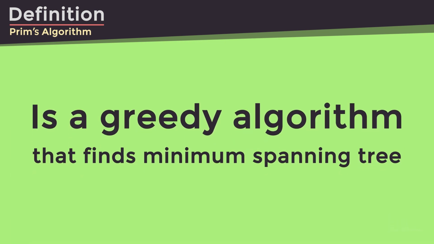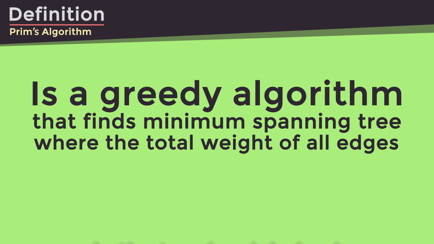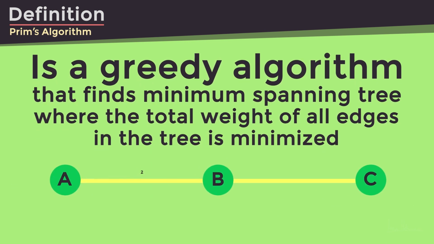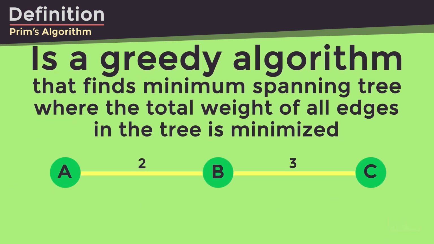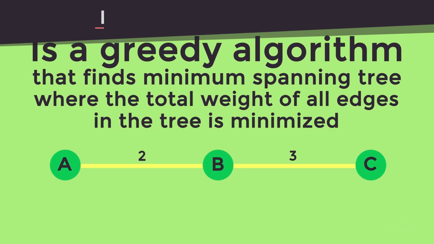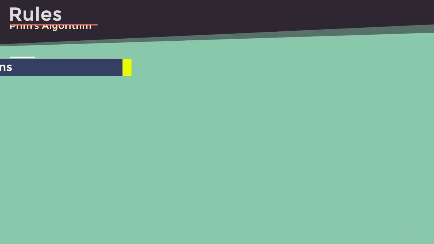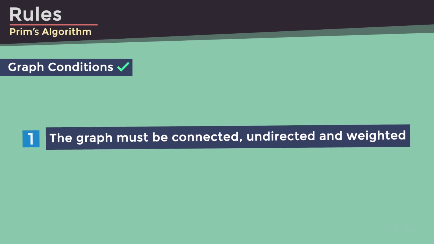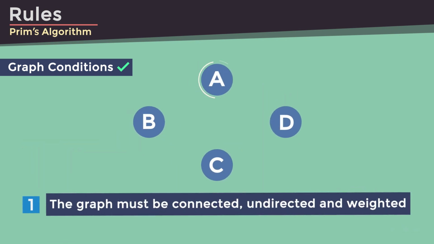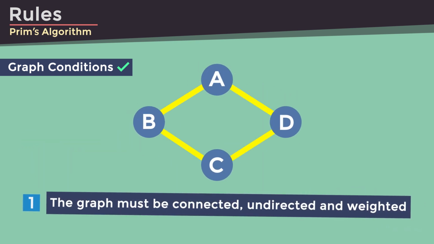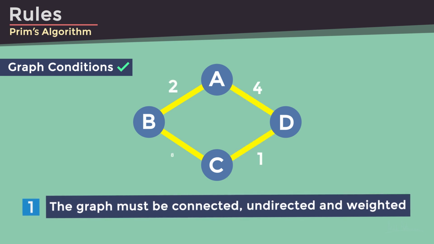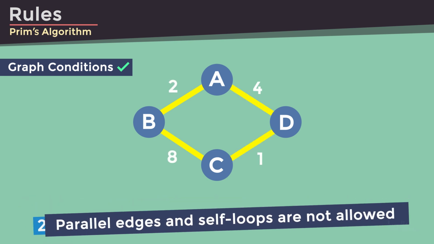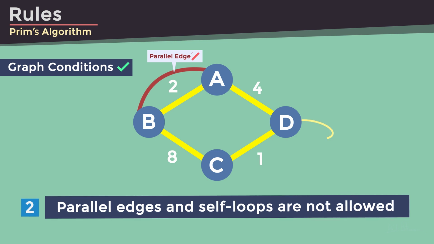Prim's algorithm is a greedy algorithm that finds a minimum spanning tree, where the total weight of all edges in the tree is minimized. There are conditions corresponding to the original graph. The first one is that the graph must be connected, undirected, and weighted. Additionally, parallel edges and self loops are not allowed.